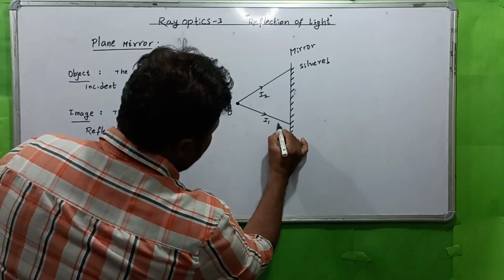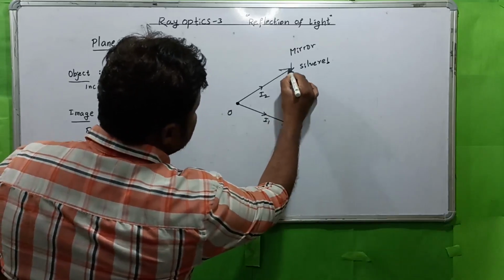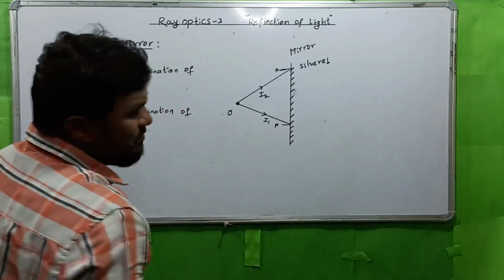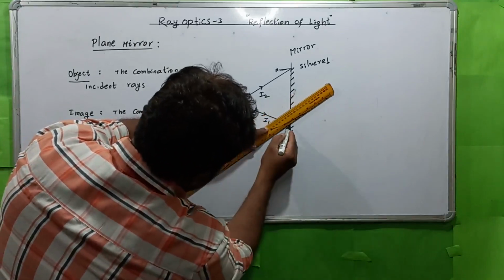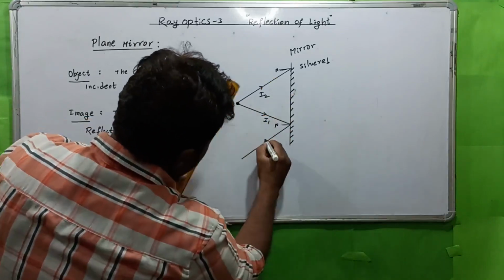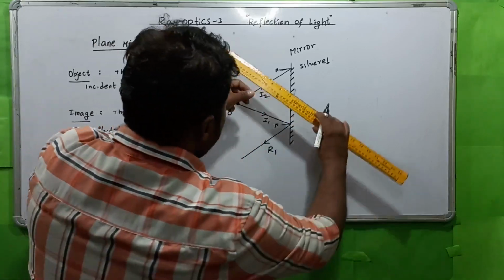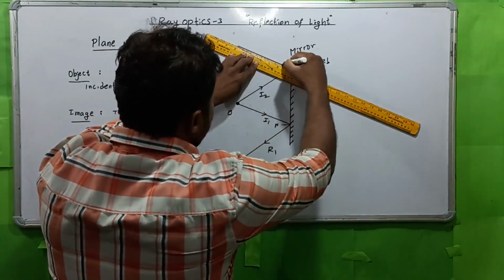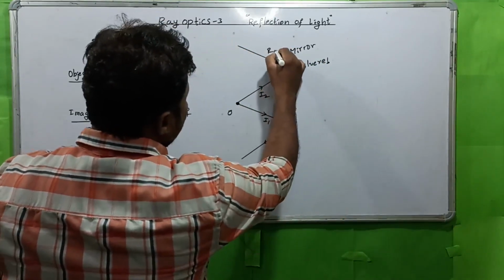Can I say this is the normal? Yes, this is the normal. And over here also it is normal. From the normal, with the same angle, it will take reflection. As a result, I got R1, reflected ray 1. And here also the ray takes reflection; this is I2, R2.